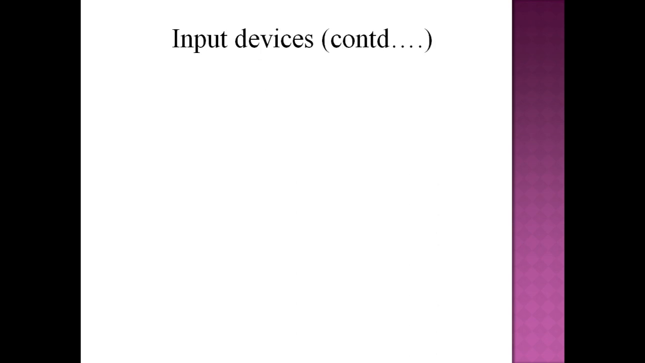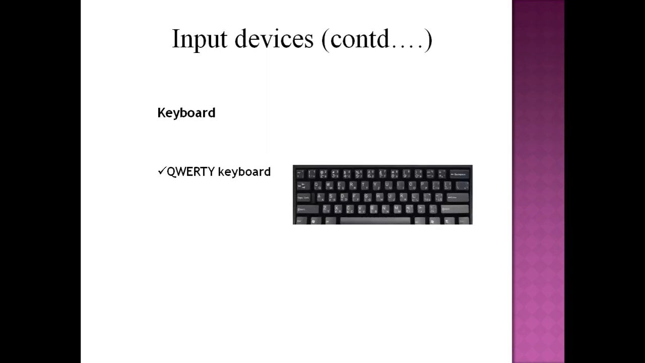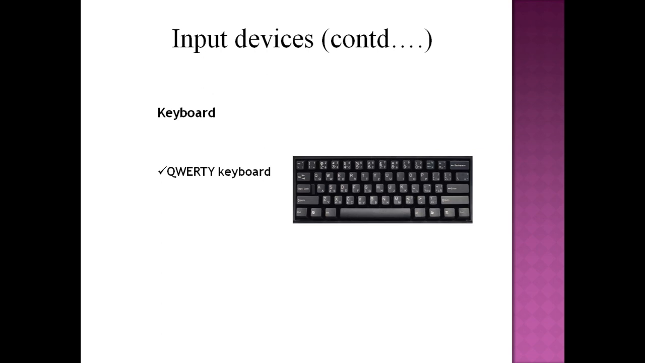So starting with the first input device, that is our keyboard. It is the most essential input device. It has 104 keys which help a user to enter data and instructions into a computer. In general, keyboards are of two types, the first being the QWERTY keyboard. A standard keyboard is known as QWERTY keyboard because the first 6 letters of the alphabet keys are Q, W, E, R, T and Y.